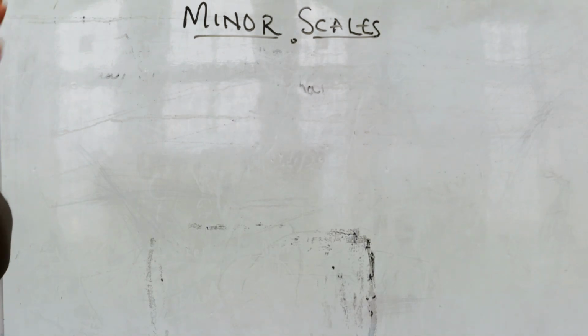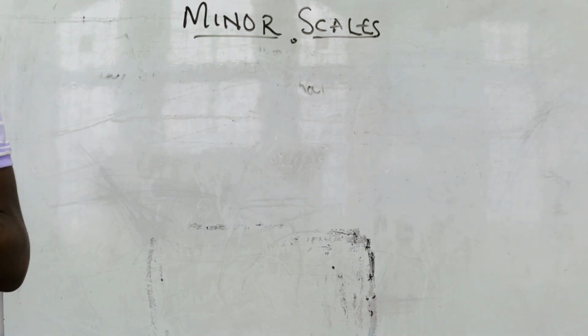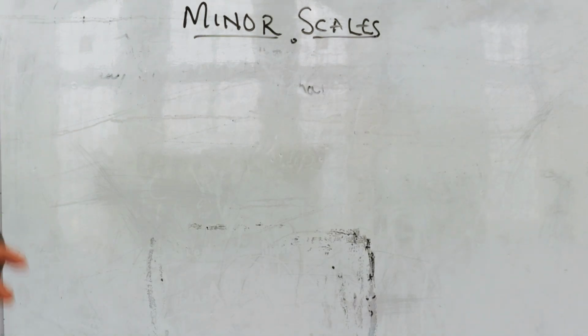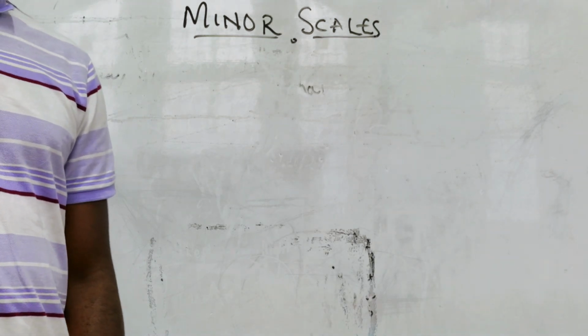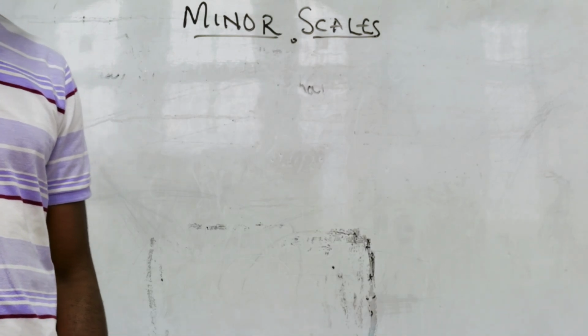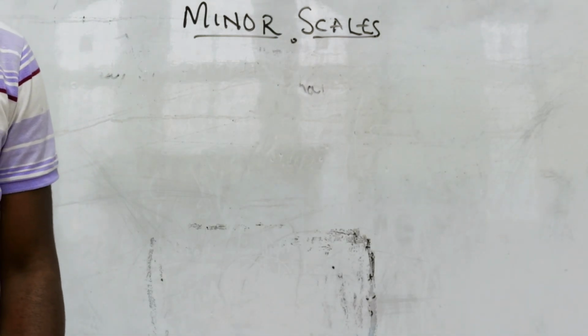So, if you know how to construct the melodic minor scale, you sharpen the 6th and 7th notes of a natural minor scale while ascending. But when you are descending, you remove the sharps and the flats. So it becomes back to the natural minor scale when descending. For the harmonic minor scale, when you are ascending, you sharpen the 6th and 7th notes. When you are descending, the sharp still remains.